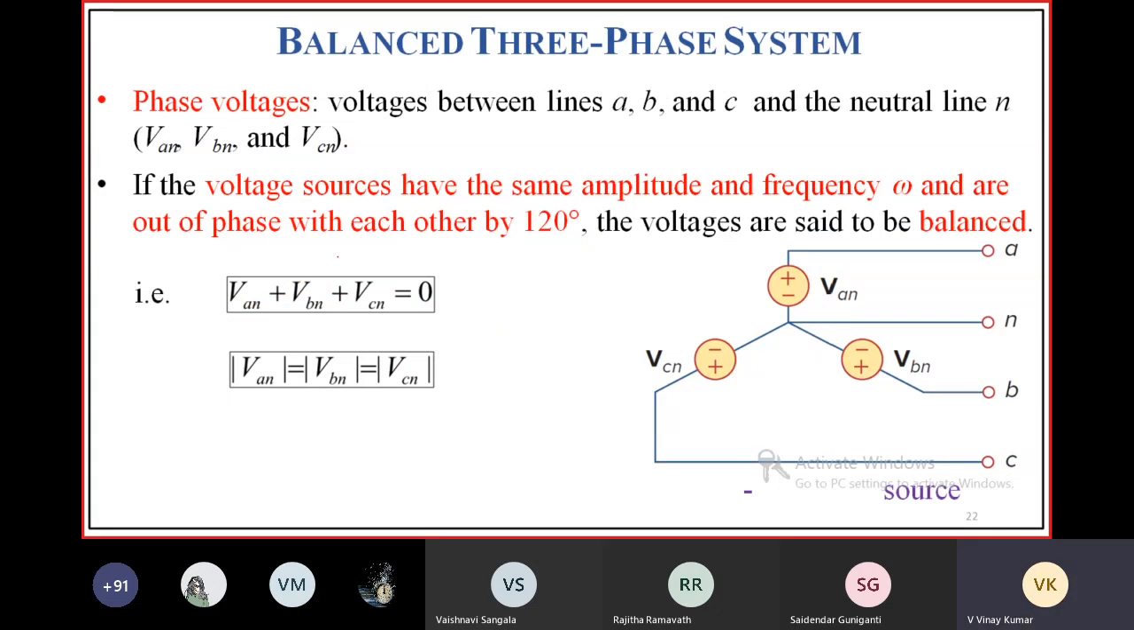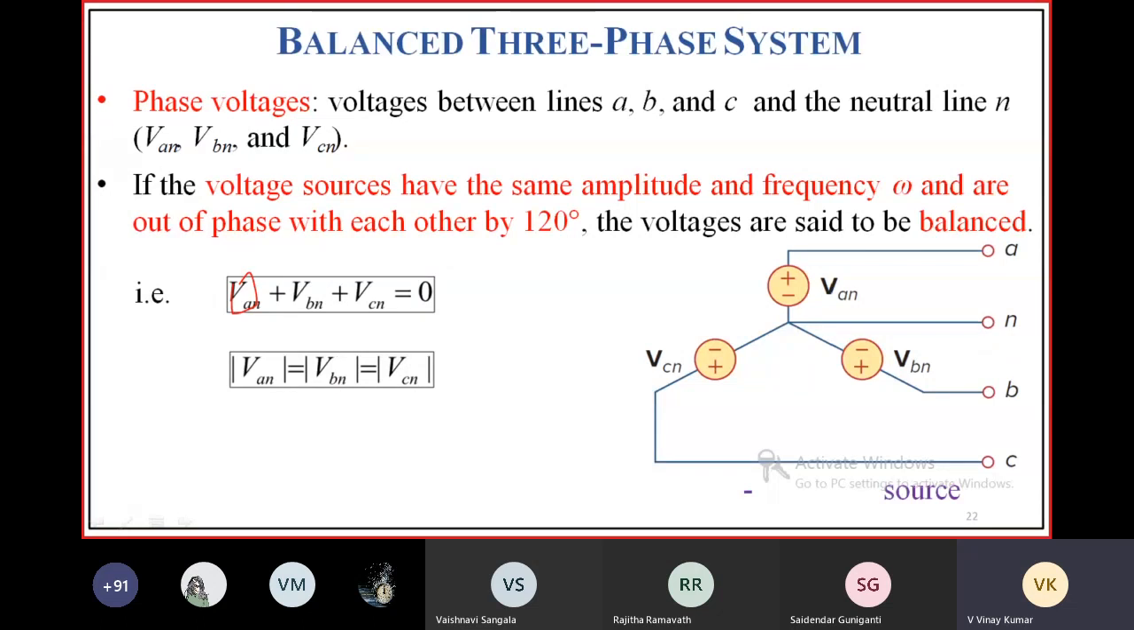Now, VAN is phase voltage, VBN is also phase voltage, VCN is phase voltage. If we add all phase voltages, all instantaneous voltages, remember one thing: VAN is equal to VM sin omega t, which is instantaneous voltage. So this is VM sin omega t. This is VM sin of omega t minus 120 degrees. This is VM sin of omega t minus 240 degrees. If we add all voltages, that will be equal to 0.